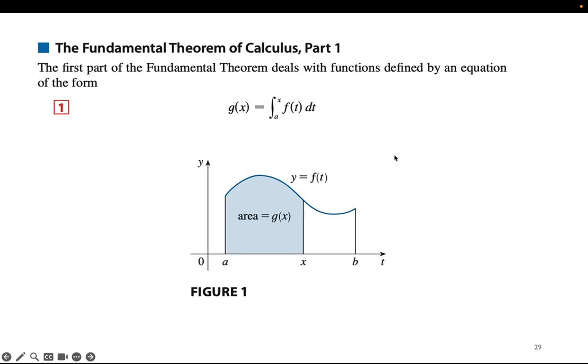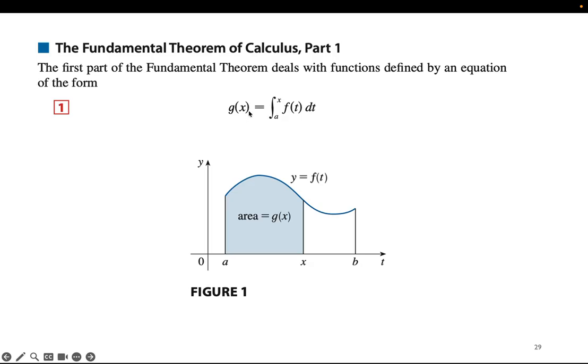So first of all, let's make a definition. Let's say I have a function, f. Let's make it f of t. So t is the variable here. There's a reason for that. So this is a little f of t. And let's define a new function called g of x. And g of x is just going to be the area starting at a. G of x is the area under f starting at a all the way to x.